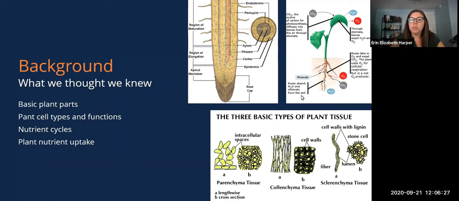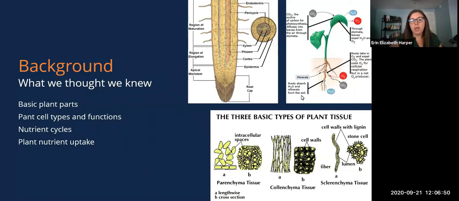And so the basic concept has always been that the plant takes in nutrients that are bonded to water, and it also takes in oxygen through its roots. So we have our root cap, also known as the meristem, or the cap is like an external layer that is over the meristem. And then there's a region of elongation.